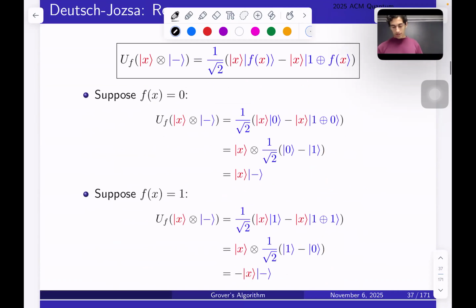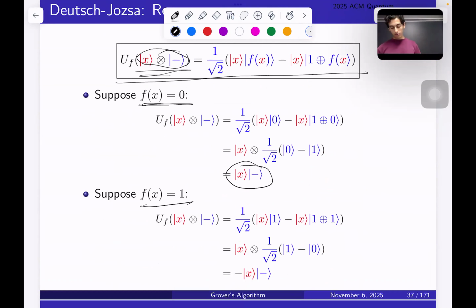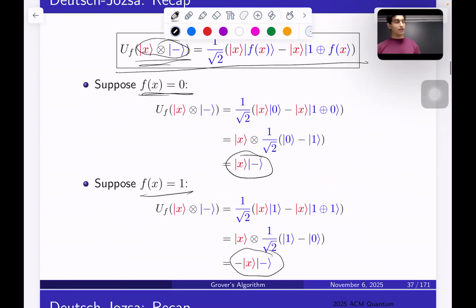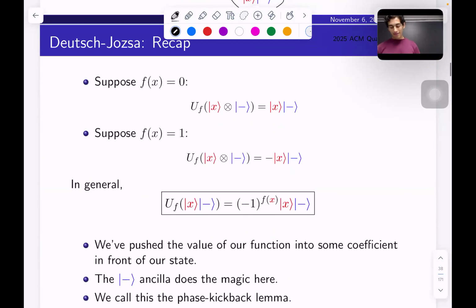This is the general thing. So if we input x and this minus state into the oracle, if f of x is 0, then we'll get the exact same thing back. If f of x equals 1, we'll get the exact same thing back with a minus sign in front of it. So then we generalize these two cases and say that if you input x and then the minus state into the oracle, you'll get this coefficient of (-1)^f(x), and then the same exact thing back. And that's what we call the phase kickback lemma.